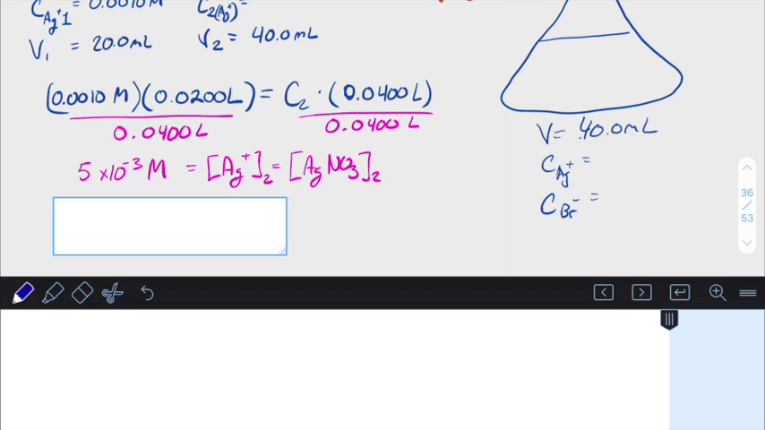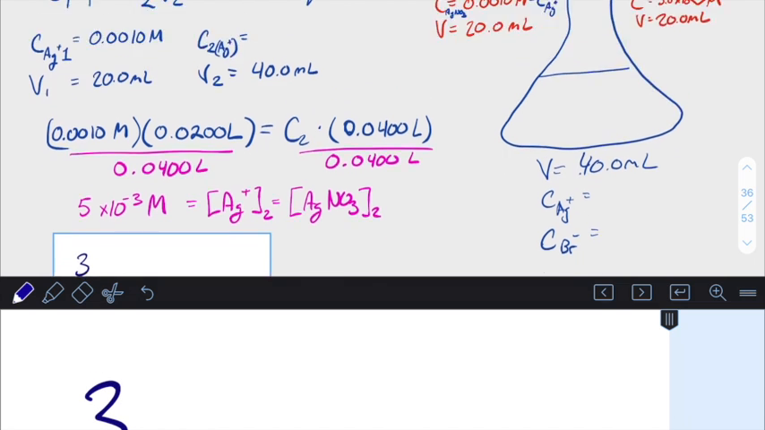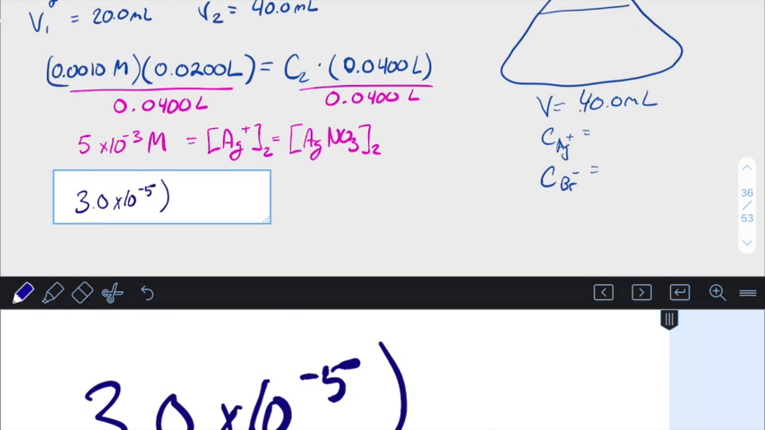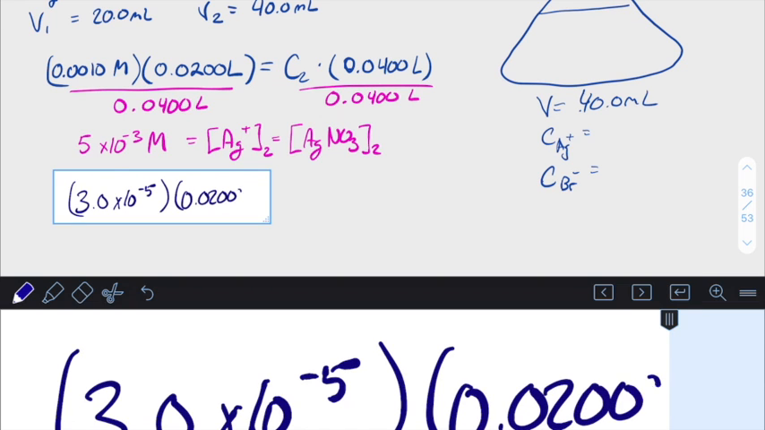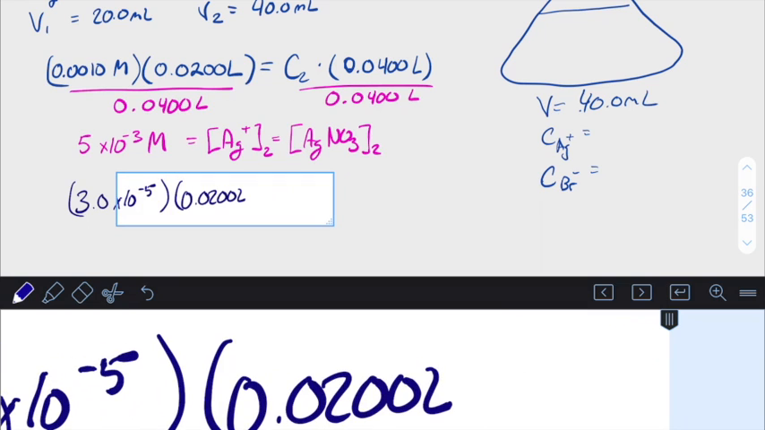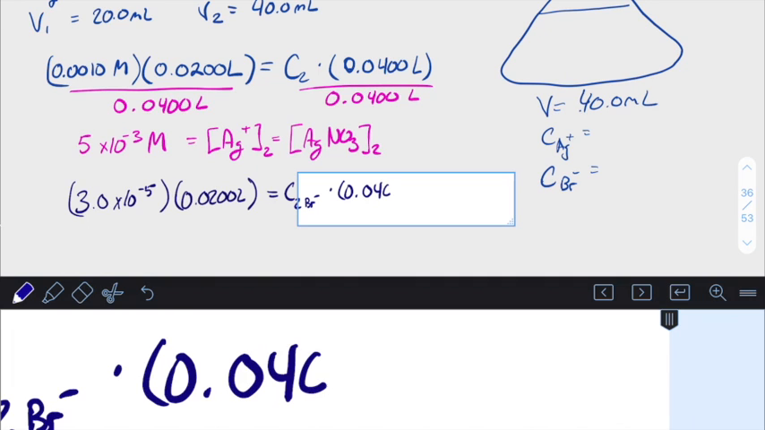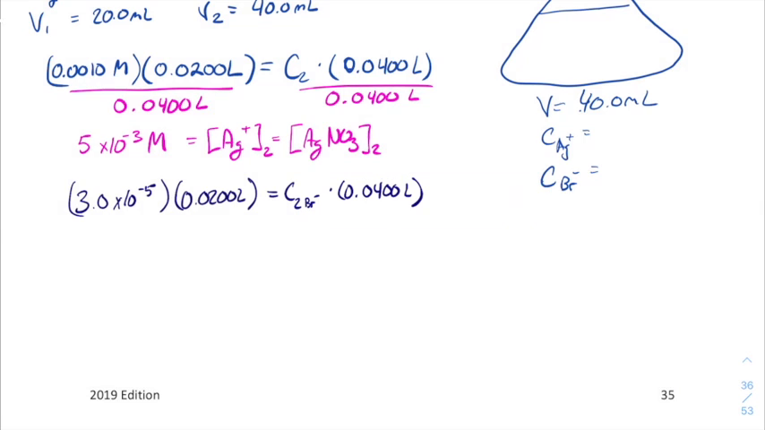Okay, so let's take the 3.0 times 10 to the negative 5, which is our bromine. We're going to multiply that by the 0.0200 liter of bromine. This is equal to concentration 2 of our bromine, and that is times the new volume, 0.0400 liters. Carry out the work here.